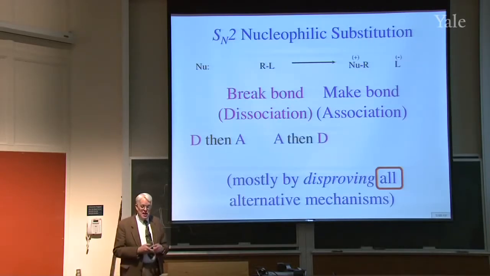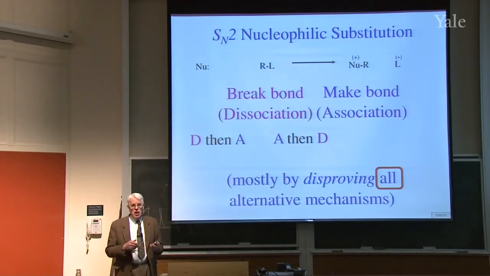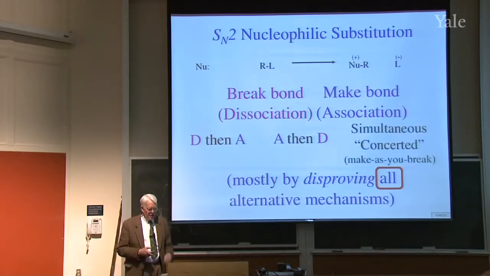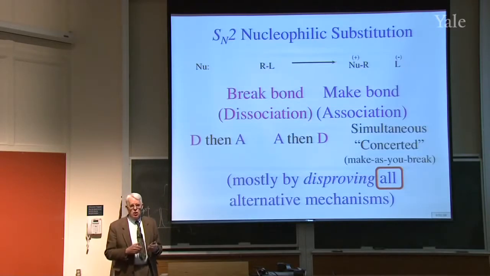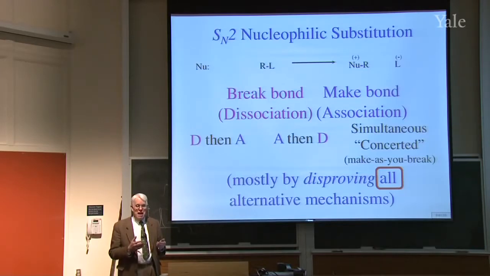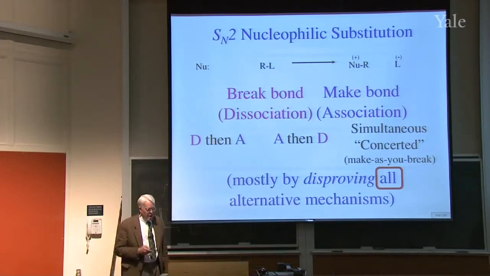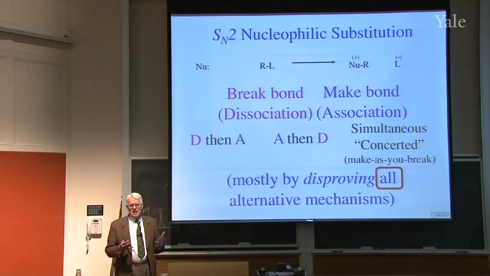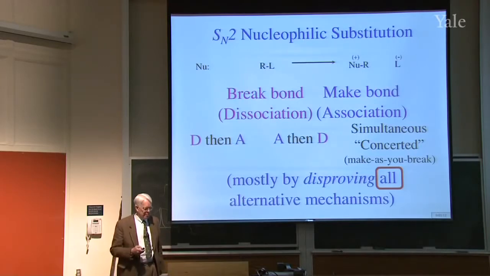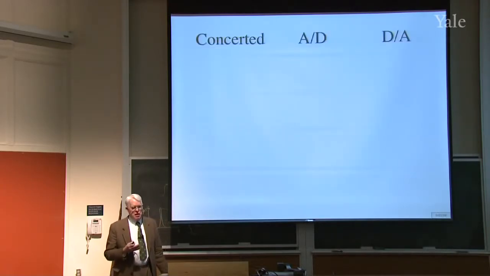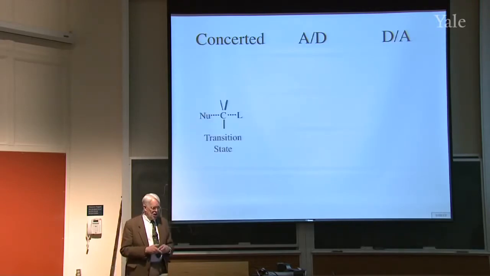You can have association followed by dissociation, which happens, but not with carbon. And you'll see also the possibility of a simultaneous, or concerted, reaction, where you make the new bond at the same time you break the old one. So that seems to pretty much cover the territory of how you can do it: concerted, where they both happen at the same time, association followed by dissociation, or dissociation followed by association. And we can imagine reaction coordinate diagrams for these and geometries.